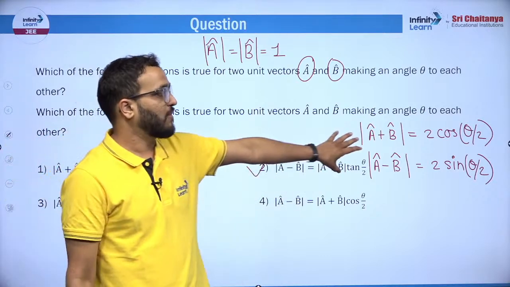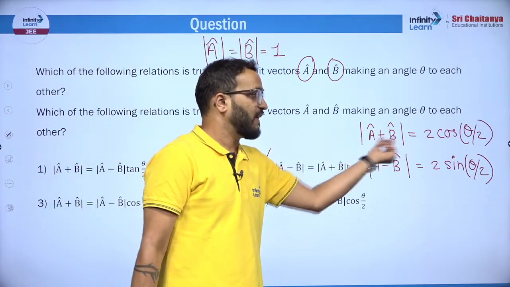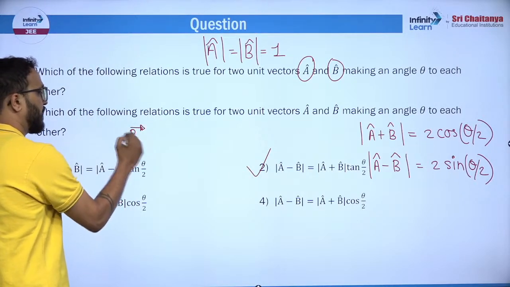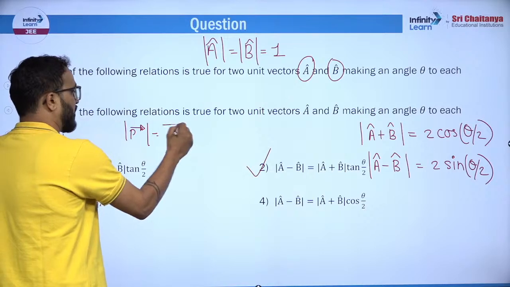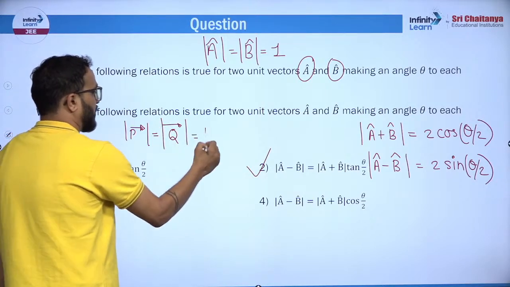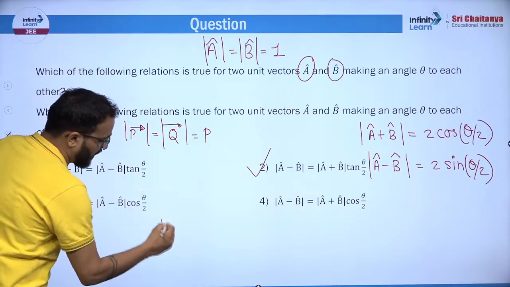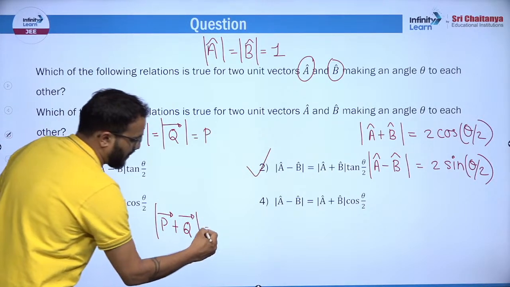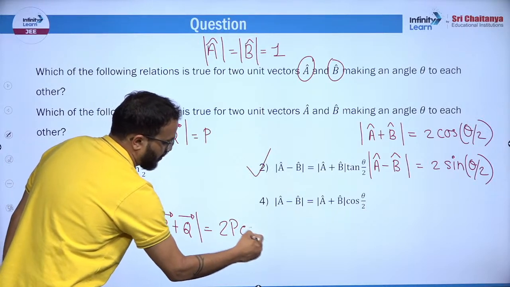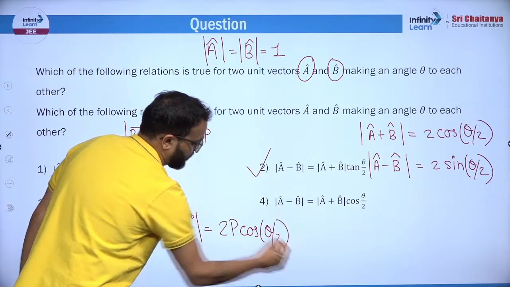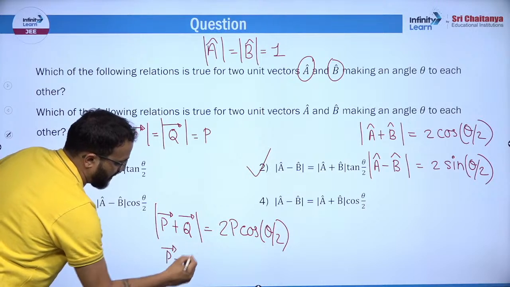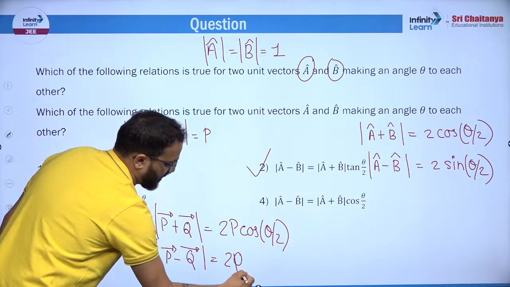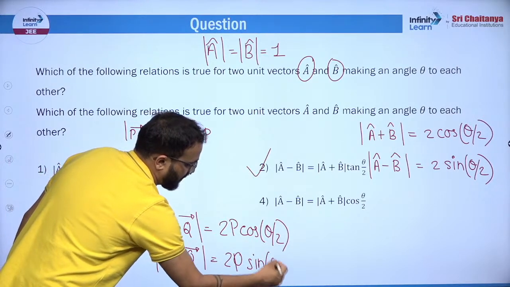Okay, so this is the formula that holds good for unit vectors, or even equal vectors. For example, if I say that vector p mod is equal to vector q mod, and suppose it is equal to p only, then we will say that vector p plus vector q mod will be equal to 2p cos of theta by 2, and vector p minus vector q mod will be 2p sine of theta by 2.